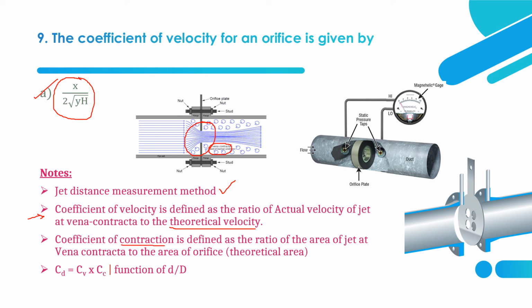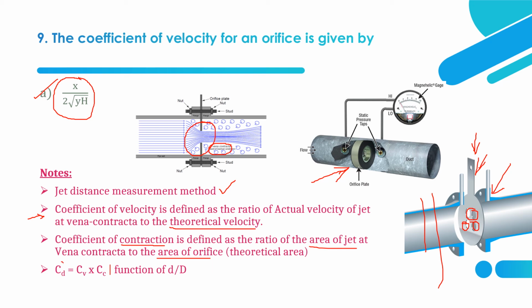So coefficient of contraction is defined as the ratio of area of jet at vena contracta. So this is the area of jet at vena contracta when it flows through an orifice plate. This is the orifice plate. You can see it clearly in this diagram. This is the typical orifice plate. And what is the area of that vena contracta to the area of orifice? So to the area of orifice. So this is the coefficient of contraction. Here you can see the orifice plate in this diagram also. This is one type of orifice.